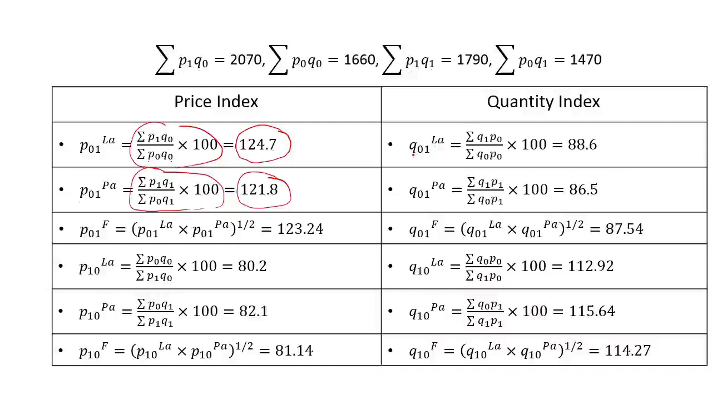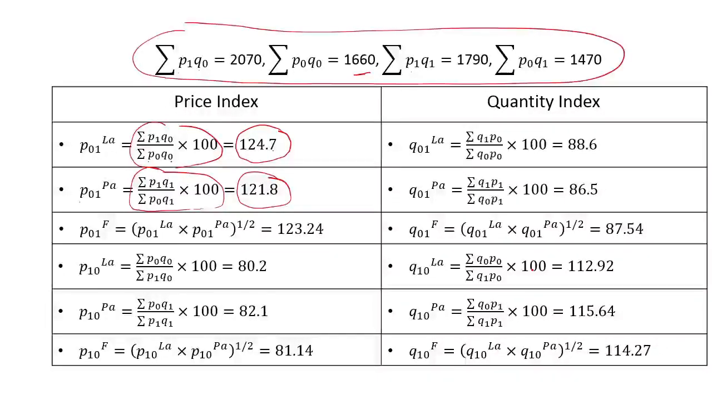The Laspeyres quantity index number for the current year with respect to the base year. This is the formula we know. I have substituted these values here. In all of this, we are using only these four values that we have noted here. Summation Q1 P0, recall that it is same as summation P0 Q1, so it is 1470 that I have substituted. Summation Q0 P0 is same as summation P0 Q0, which is 1660, substitute here. So it is precisely these four values that we use in constructing all the index numbers.